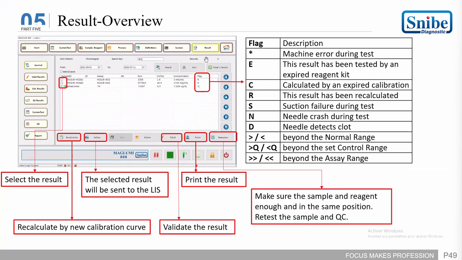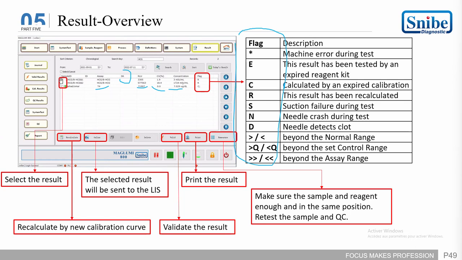So in the user interface, in the results interface, you can see it displays the sample ID, the assay parameter, the dilution, if available, the RLU, the CV, the concentration, and the flag. And we have seen the meaning of this flag. This is very important. And then on the bottom, we have some functions.